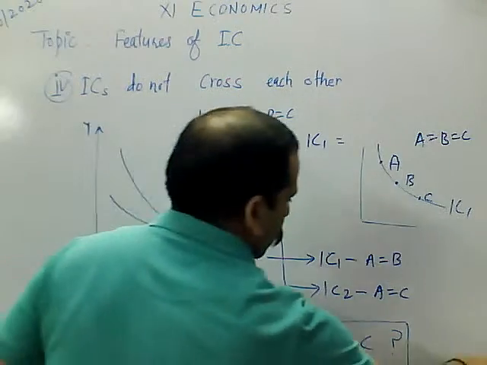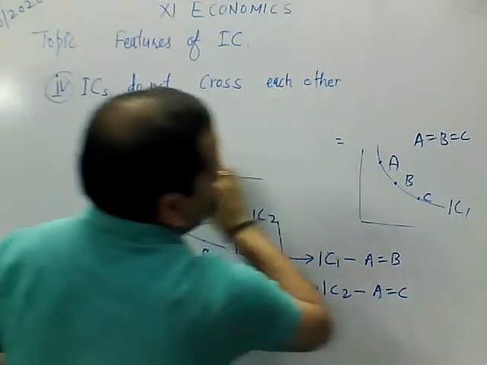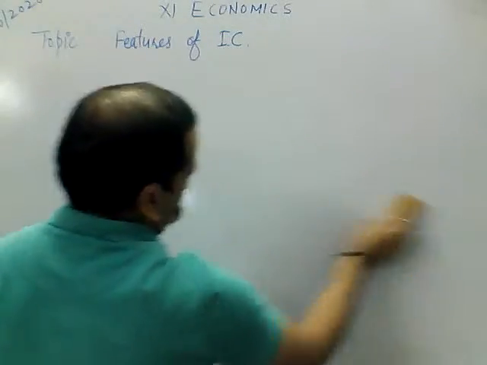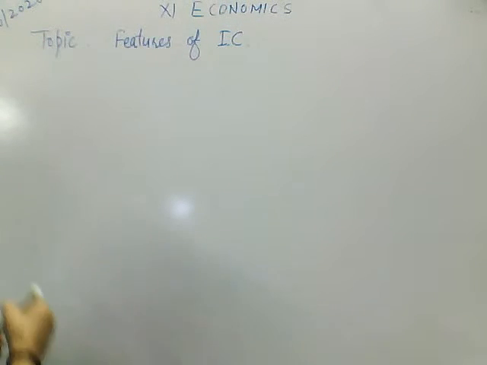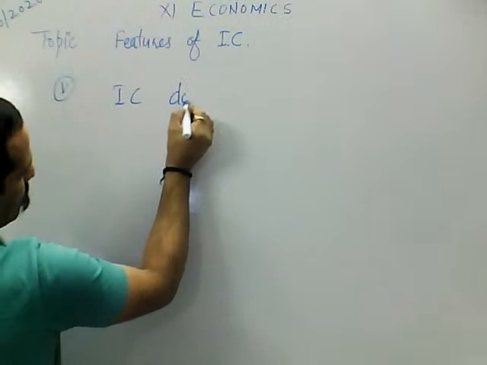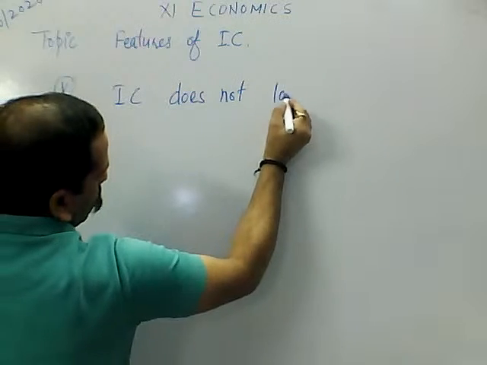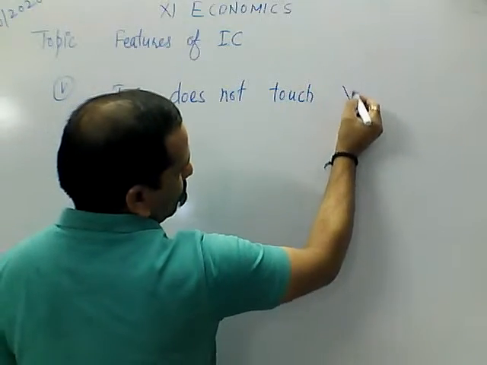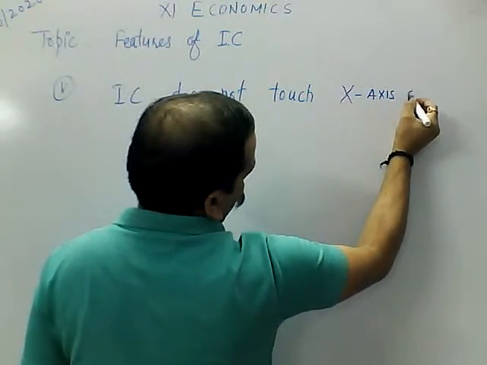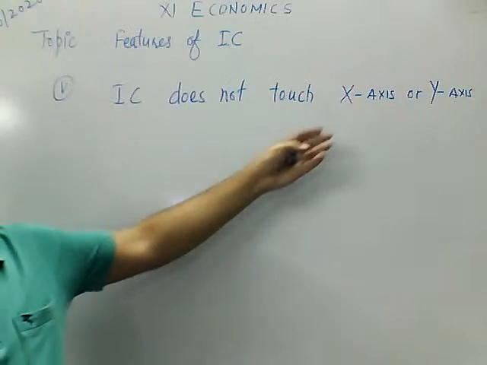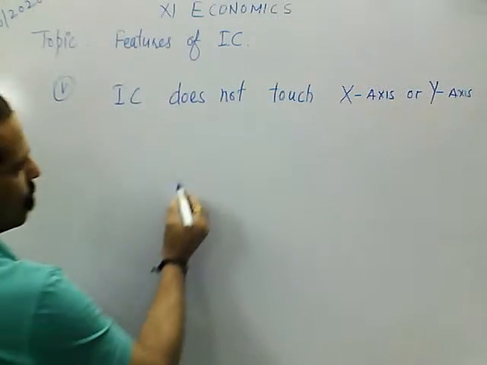Last point. Last feature. Fifth point, that IC does not touch the x-axis or y-axis. Neither x-axis nor y-axis. Why not?